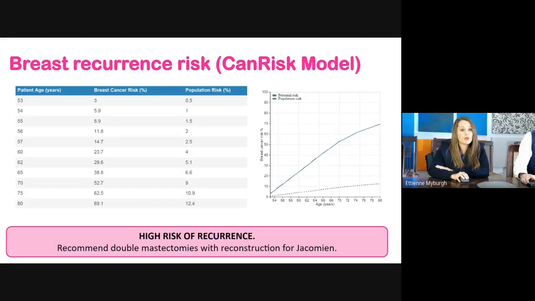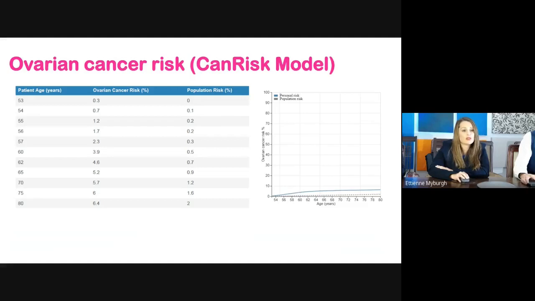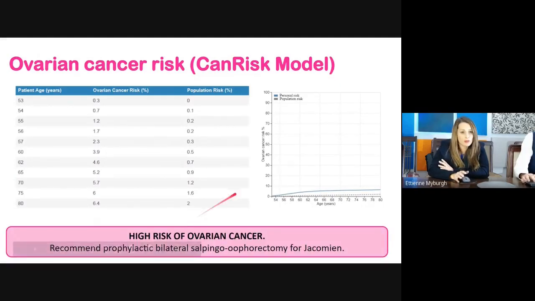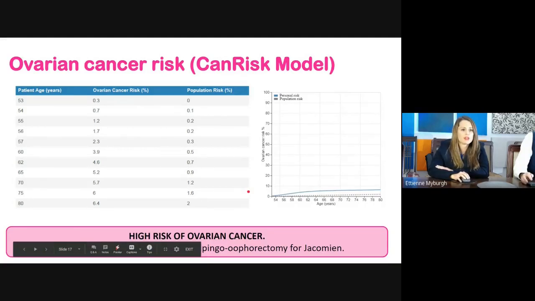And then because I know this is an ovarian cancer gene as well, I did a risk assessment for ovarian cancer. And you can see the ovarian cancer risk is not as high as the breast cancer risk, but it is still significantly higher than the population risk. The population risk is 2%, and her risk was 6.4%. So in this instance, I said to her, well, you've got a high risk of ovarian cancer as well. You have already completed your family. You're already experiencing menopausal symptoms. So I would recommend that we rather remove both of the ovaries to eliminate that risk.